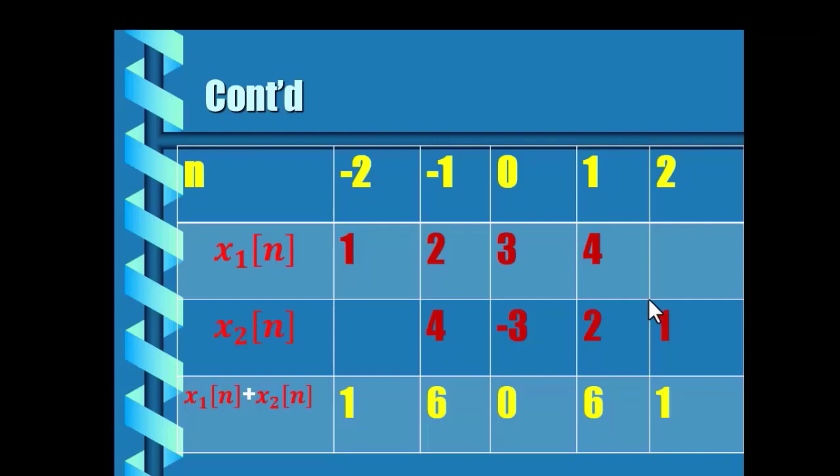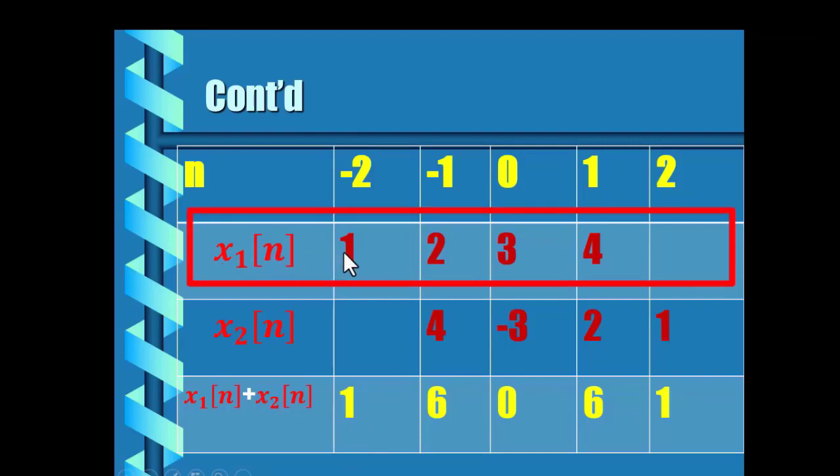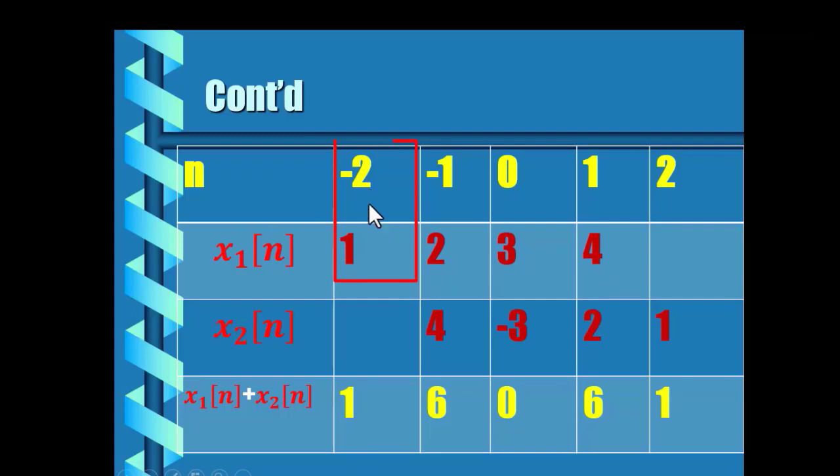Now let's consider these two signals, x1 of n and x2 of n. x1 of n is equal to 1, 2, 3, 4. So at n equal to minus 2, the value is 1. At n equal to minus 1, the value is 2. At n equal to 0, the value is 3. At n equal to 1, the value is 4. And at n equal to 2, x1 of n is considered to be 0.